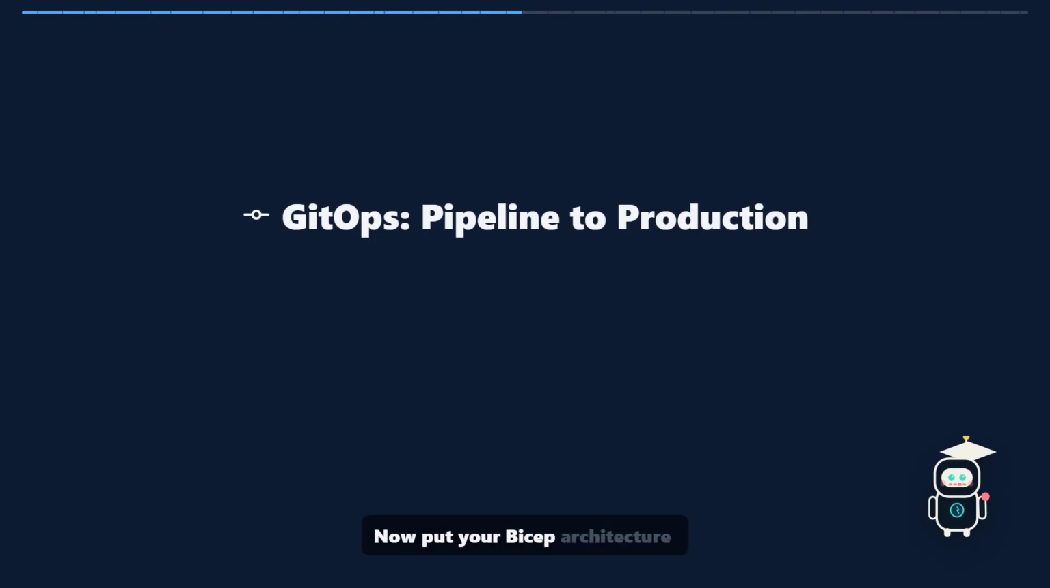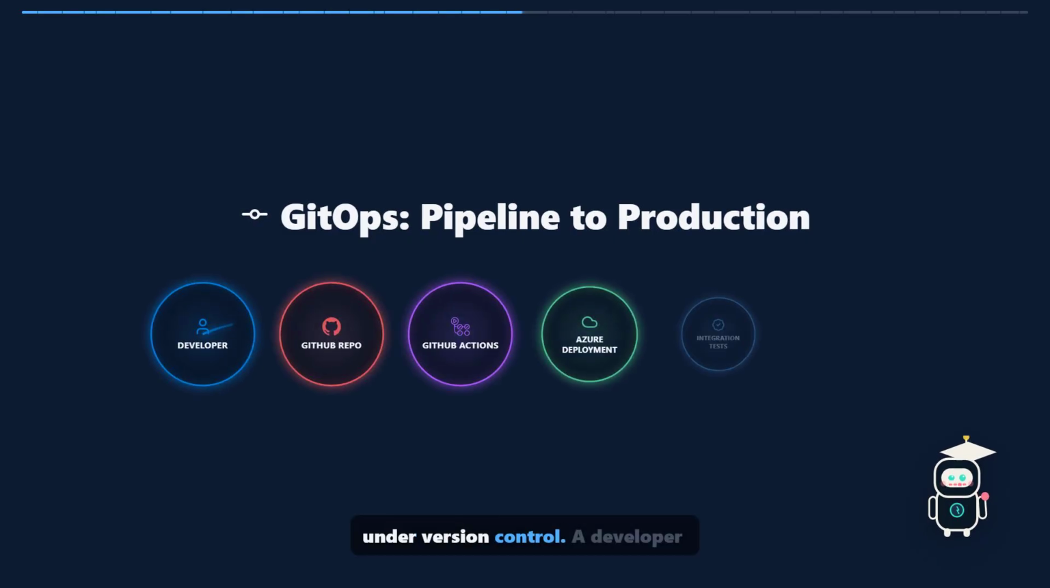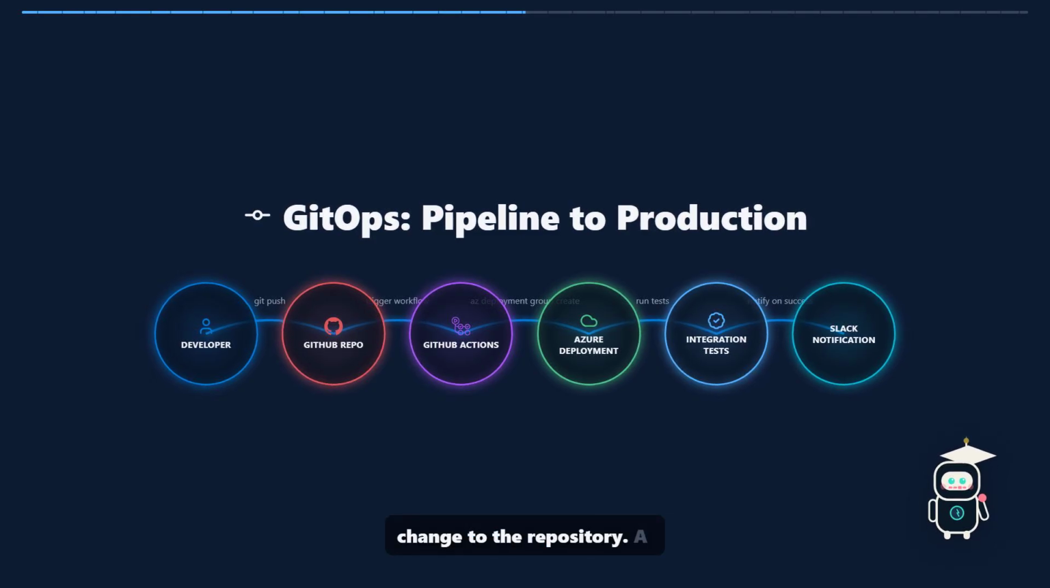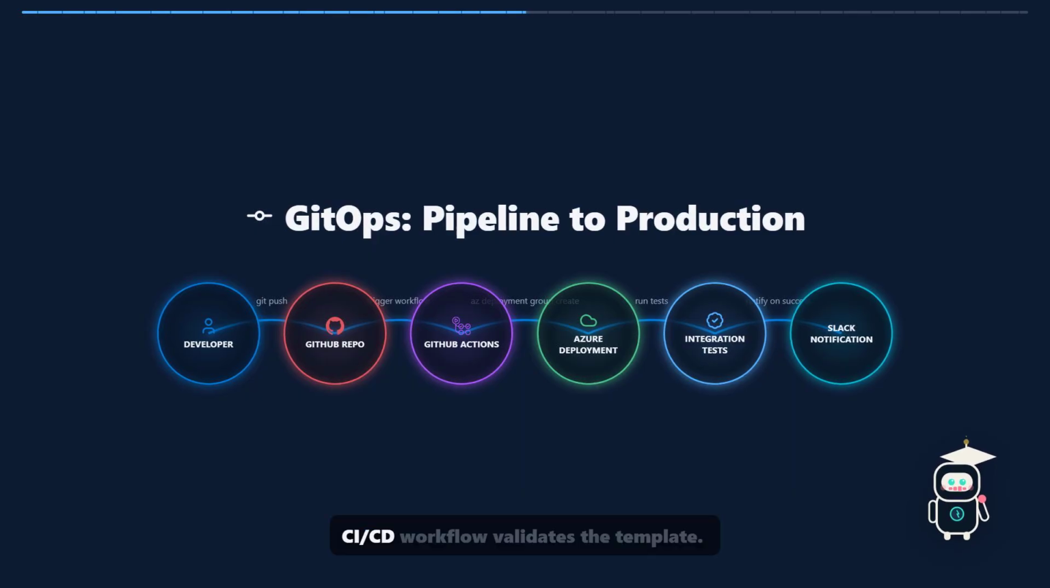Now put your Bicep architecture under version control. A developer or infrastructure engineer submits a change to the repository. A CI/CD workflow validates the template.